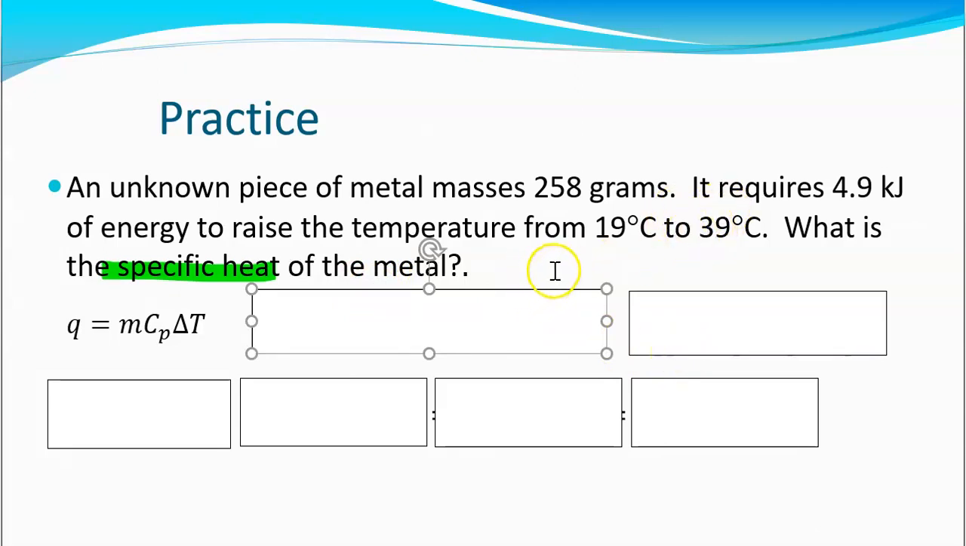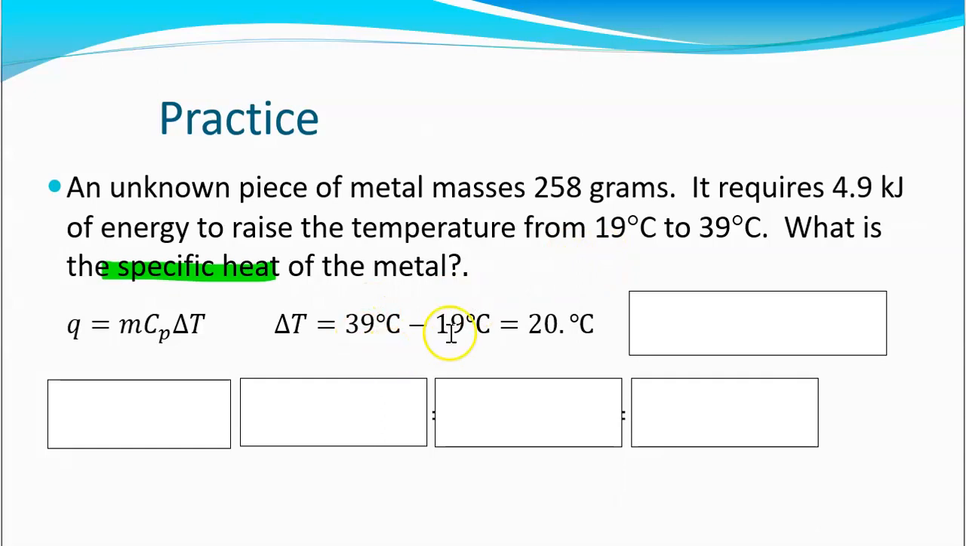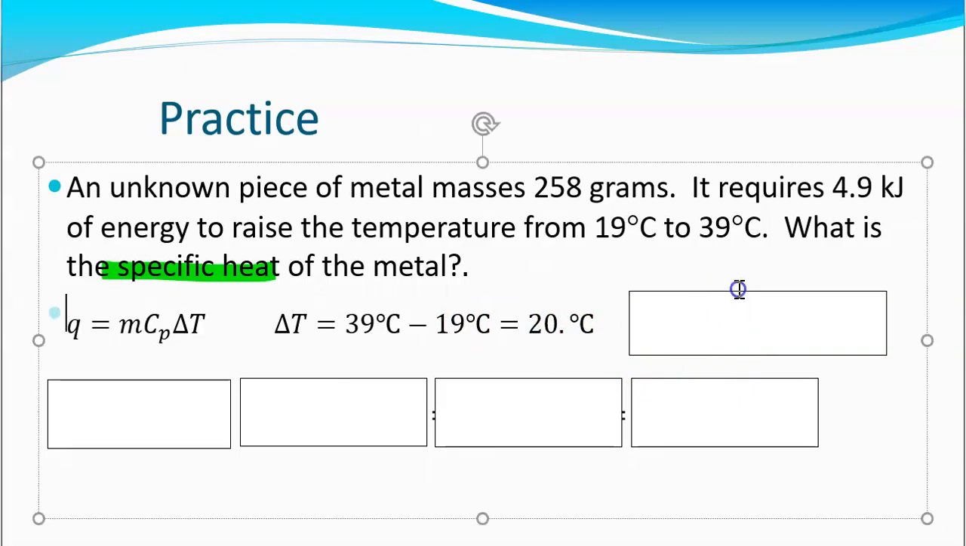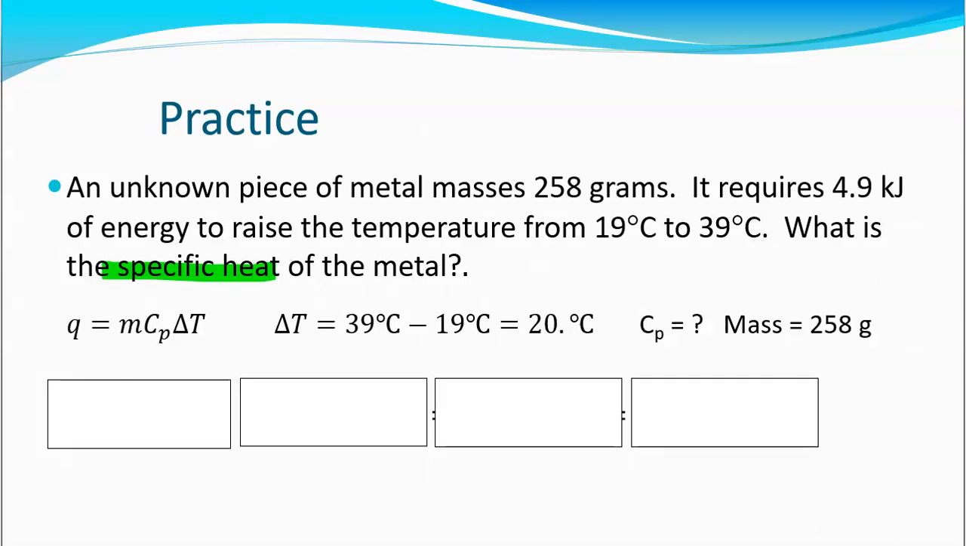So my final temperature was 39. My initial was 19. So 39 minus 19 is 20 degrees. And in this case, I don't know what the specific heat is. I do know the mass though. The mass is 258 grams. So I take my equation and I'm going to solve this equation now for the specific heat. That means I'm going to have to divide both sides by mass to cancel out the mass, divide both sides by change in T to cancel that change in T.